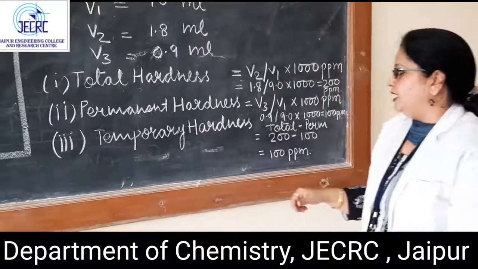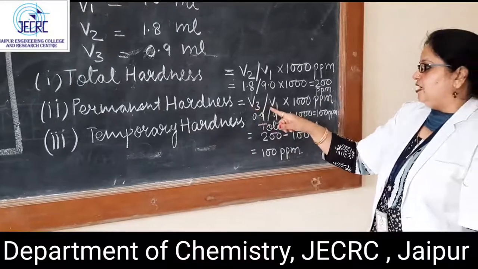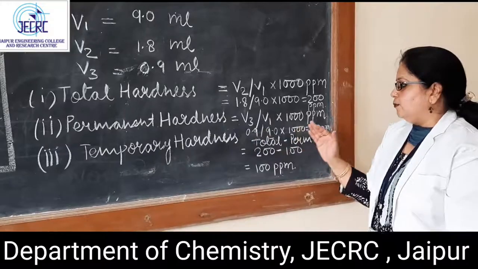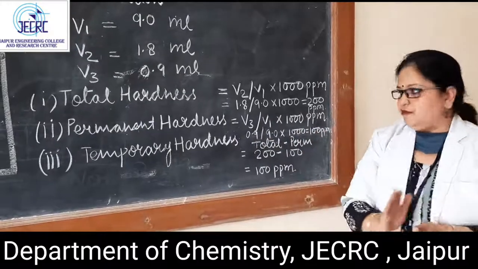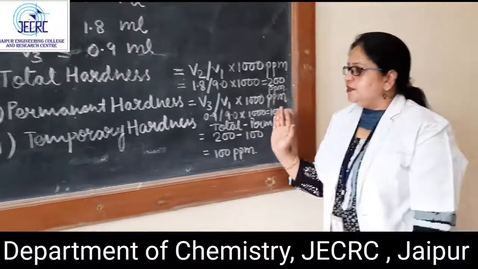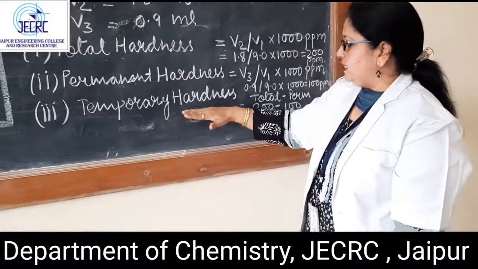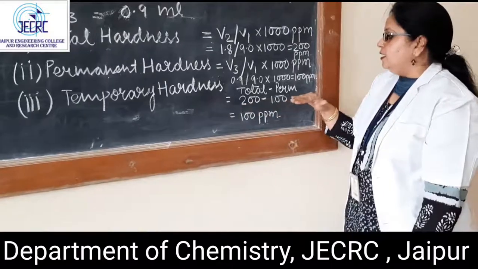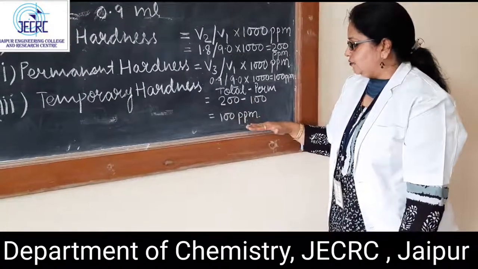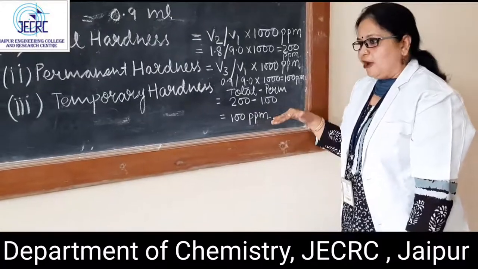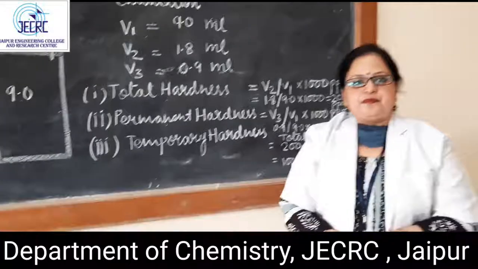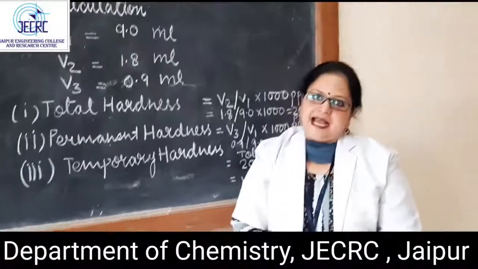The permanent hardness is V3 divided by V1 into 1000 ppm. 0.9 divided by 9.0 comes 0.1, into 1000, so it comes 100 ppm. Then the temporary hardness can be determined by subtracting permanent hardness from the total hardness. So 200 minus 100 comes 100. So now we have 3 types of hardness: 200, 100 and 100.